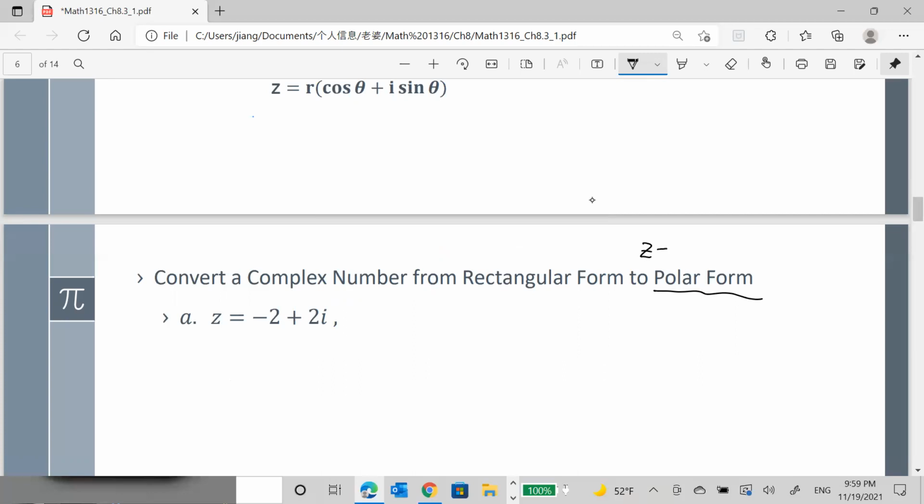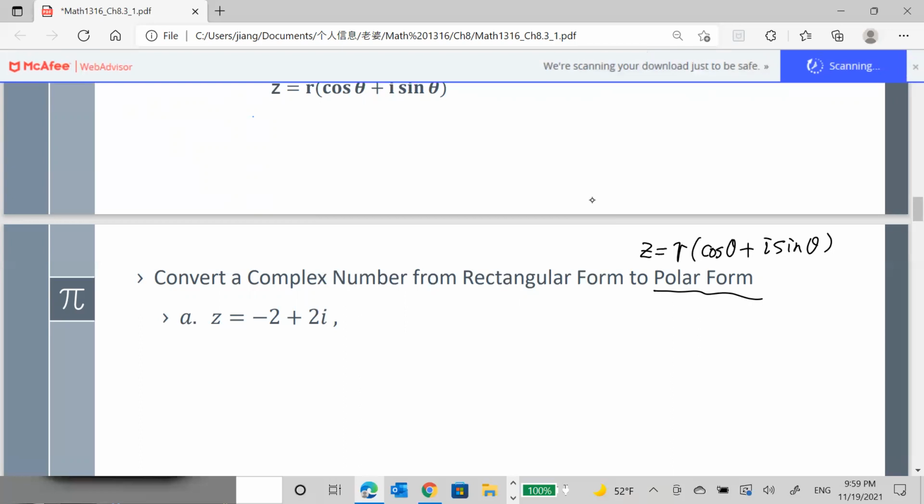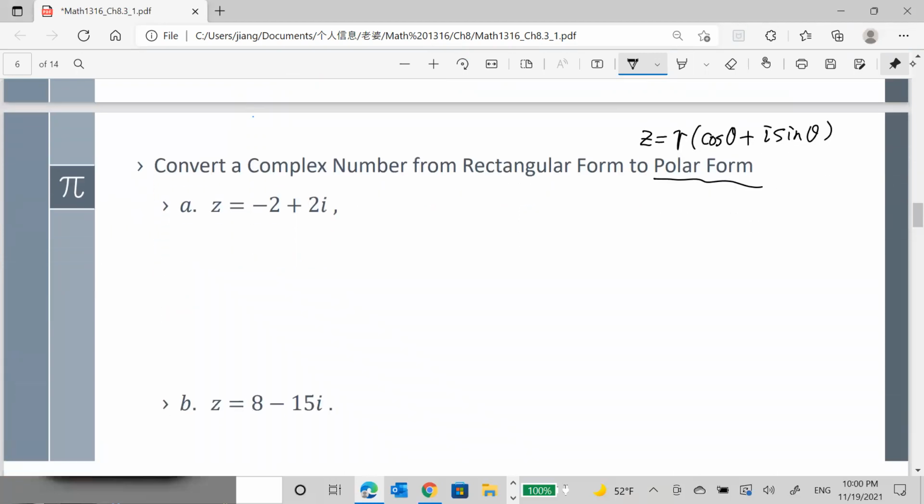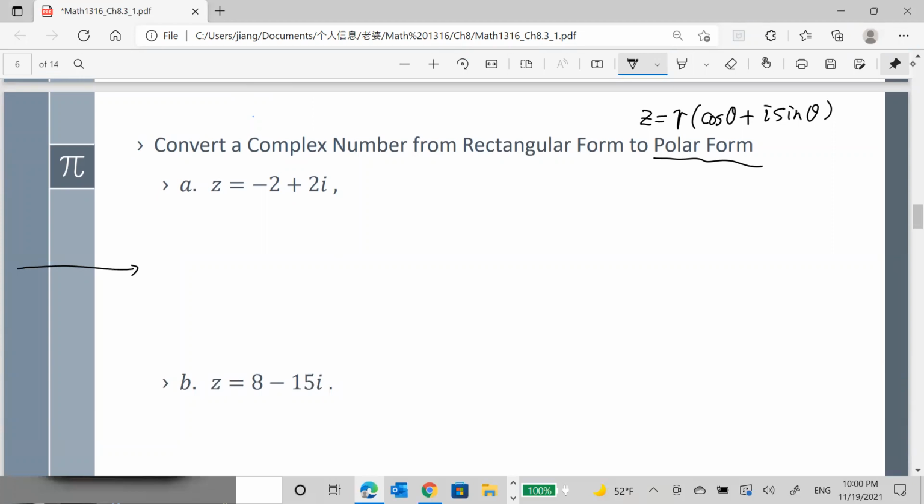So polar form Z equals R times cosine theta plus I times sine theta. So we need to find the R and also find the theta. If we can find theta and R, this is the expression for the Z. So how to find R and theta? Right now we have Z equals -2 plus 2I. So I'd like to plot the point first. This is the complex plane. A is -2, so 1, 2. For example, this is -2. And B is 2. So here is -2, 2. Okay, so the point is here.